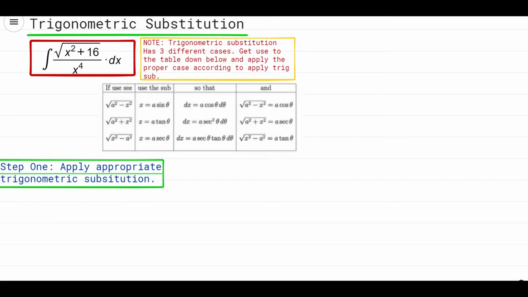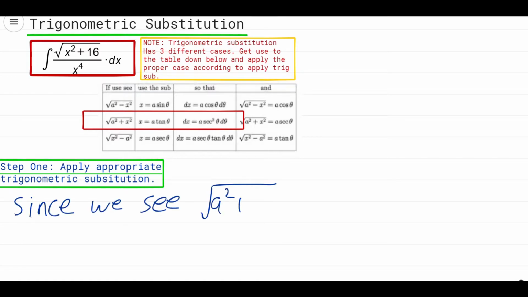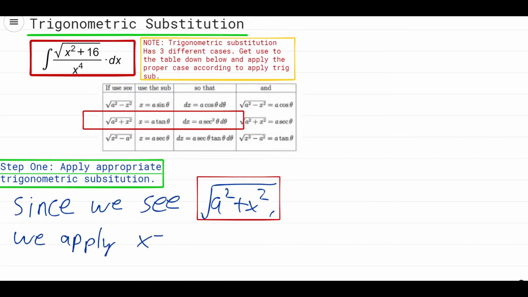So in this case, we have x squared plus 16. Which case would it be? Would it be a squared minus x squared, x squared minus a squared, or a squared plus x squared? Well, since we have a plus sign right here between the x squared and the 16, we can safely assume that it'd be the middle one, a squared plus x squared. So x is equal to a tan theta, and dx is the derivative of tangent, which is secant squared. So since we see a squared plus x squared, we apply x is equal to a tangent theta.